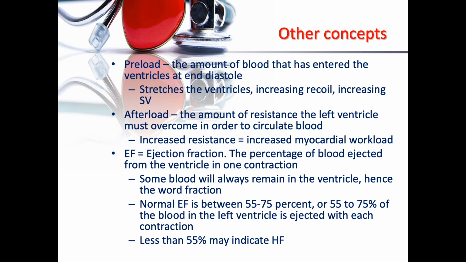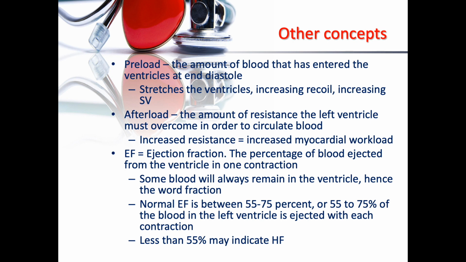EF is ejection fraction. This is the percentage of blood ejected from the ventricle in one contraction. Remember that some blood will always remain in the ventricle, hence it is a fraction and not a complete emptying. The normal EF is between 55 and 75%, which means that 55 to 75% of the blood in the left ventricle is ejected with each contraction. An EF of less than 55% may indicate heart failure.